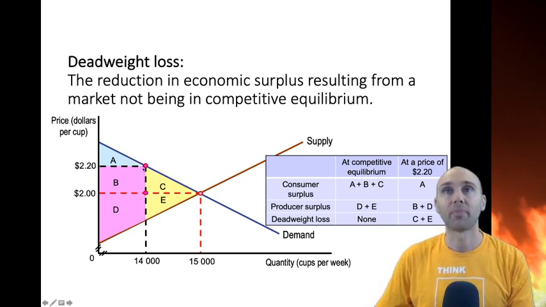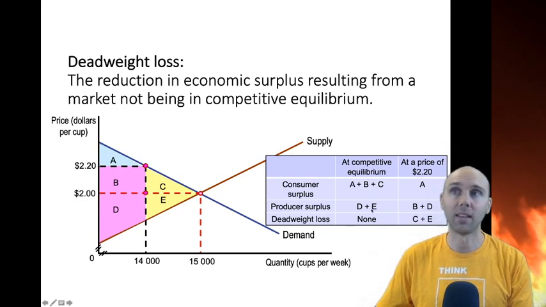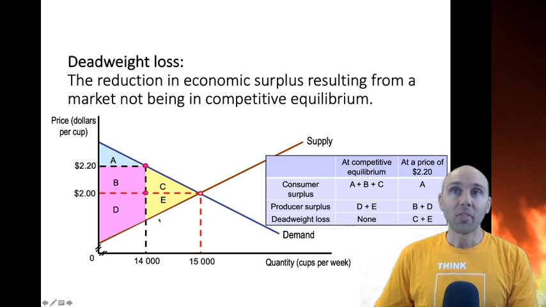So that's going to be the equilibrium quantity, 14,000, for a price of $2.20. It's going to lead to a much smaller consumer surplus, A. The producer surplus has actually changed shape and may even have grown a little bit now. It's D plus B rather than D plus E. But what about this C plus E?